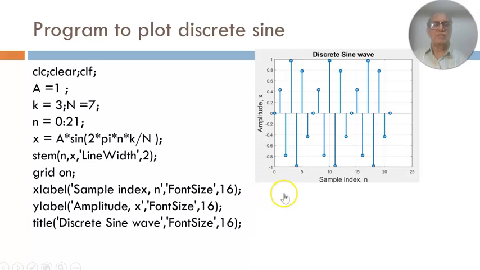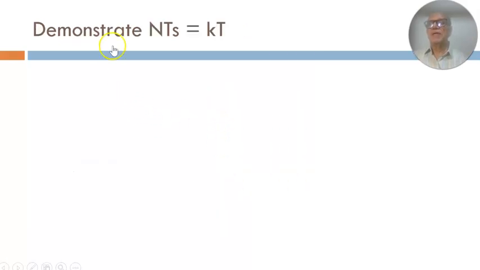All right, so I hope this is clear. On the x-axis you have the sample index n, and on the y-axis you have the amplitude, which is of course a floating point variable. Then we want to write a program in which we are going to demonstrate that n into Ts is k times T. So first we shall study the technique, how to do it, and then we'll look at the program.